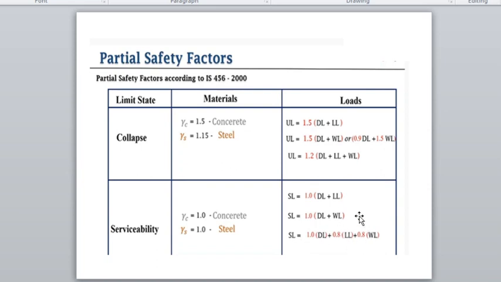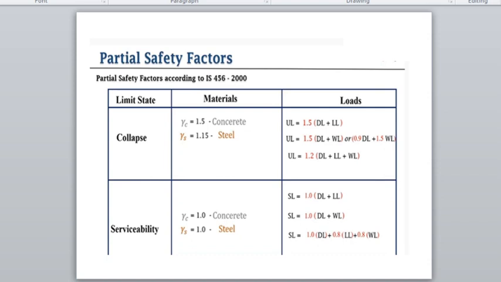So sometimes the wind load will not be there. What is the reason? If a building has a height less than 10 meters, we will not take wind load. Only the live load and dead load will be there. So this is the load combination.